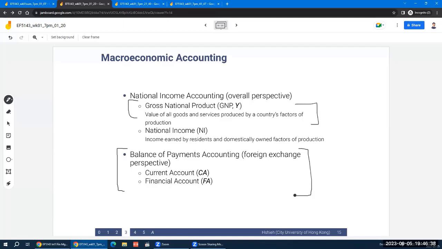There are two so-called accounts just to keep track of certain flows. The current account tracks physical commodity flows, like goods and services. The financial account is purely financial assets: stocks, bonds, cash, and so forth. Okay.